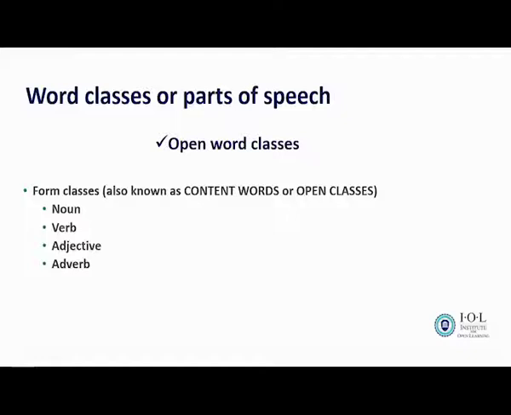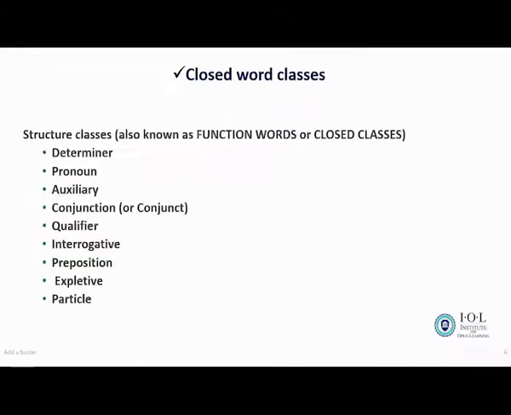And then we also have the adverbs, the adverb that describes a verb, such as bravely, fast, so she's running fast, or she's running quickly. So all those words that describe the verb, those are adverbs. And in all these form classes such as noun, verb, adjectives, and adverbs, you are able to add new words. As we evolve, new words are added in these classes, and that's why we call them open classes.